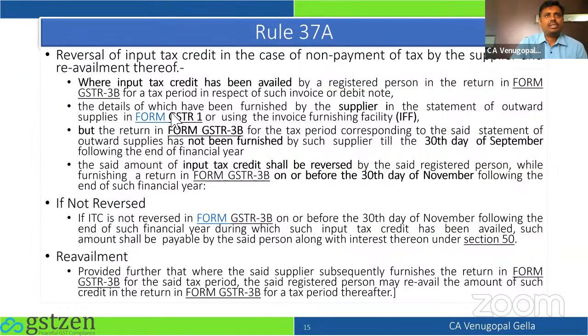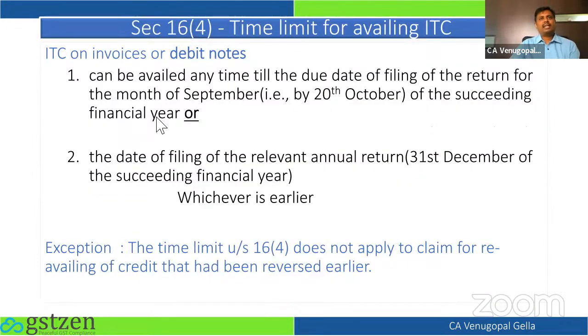The next thing that comes up is the credit availment. This credit has to be availed on or before 30th November of the next financial year, or filing of the annual return, whichever is earlier. So the credit has to be availed by 30th November or filing of the annual return, whichever is earlier. This provision was there as 30th September return, but that has been changed to 30th November.